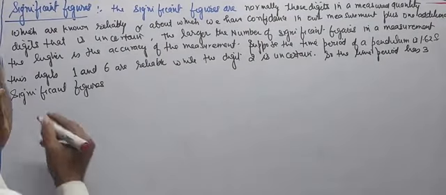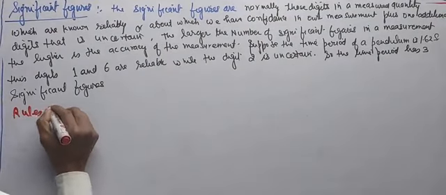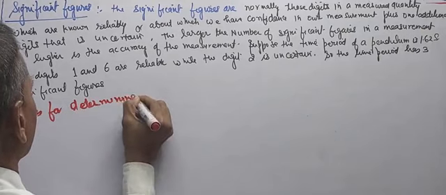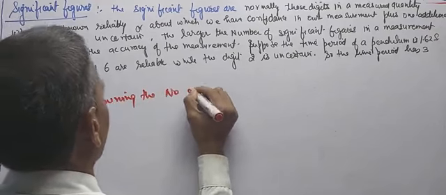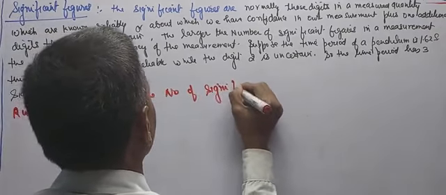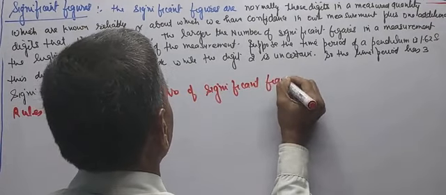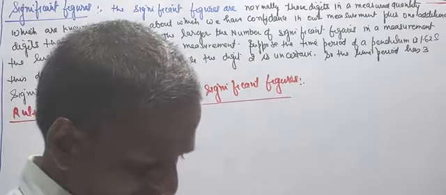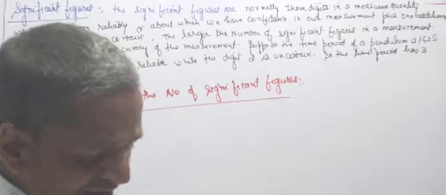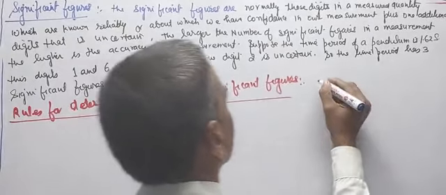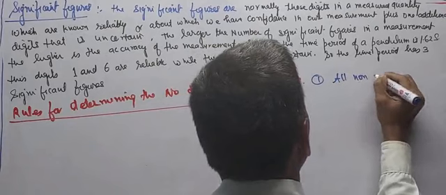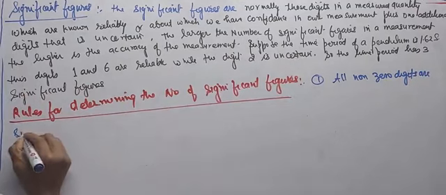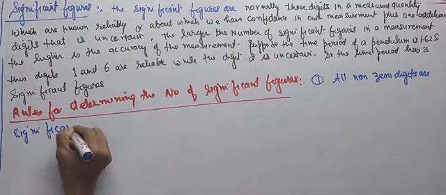Rules for determining the number of significant figures. All non-zero digits are significant figures.